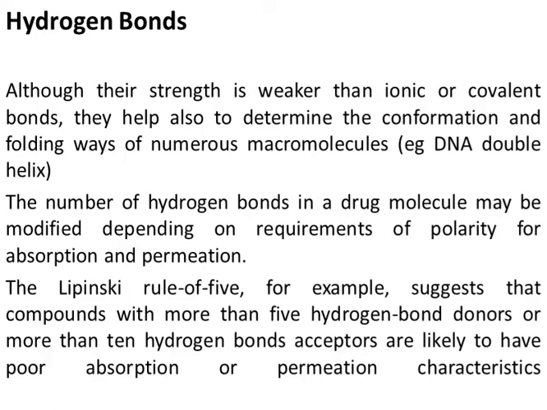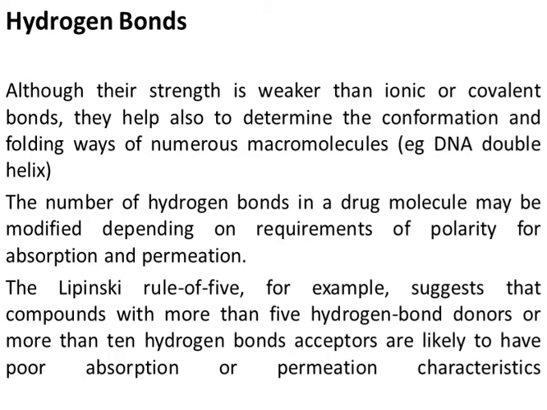So hydrogen bonds have weaker strength than ionic bonds and covalent bonds, but they are helpful to determine the conformation and folding of macromolecules. You can say the double helix of the DNA. The double helix of the DNA is formed because of hydrogen bonding. If there were no hydrogen bonding, the DNA would not have been a double helix, right? So the conformation of a macromolecule is determined by the hydrogen bonds.